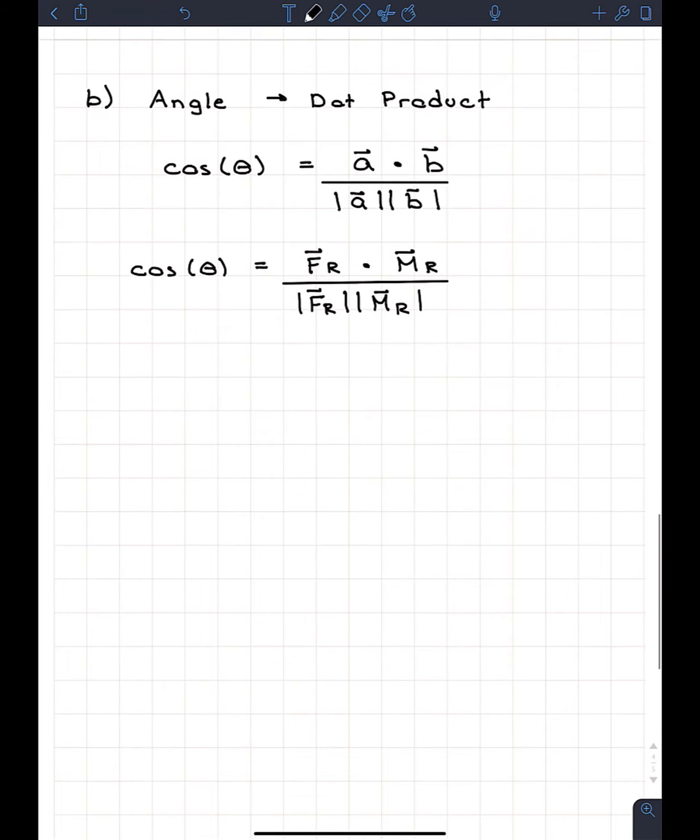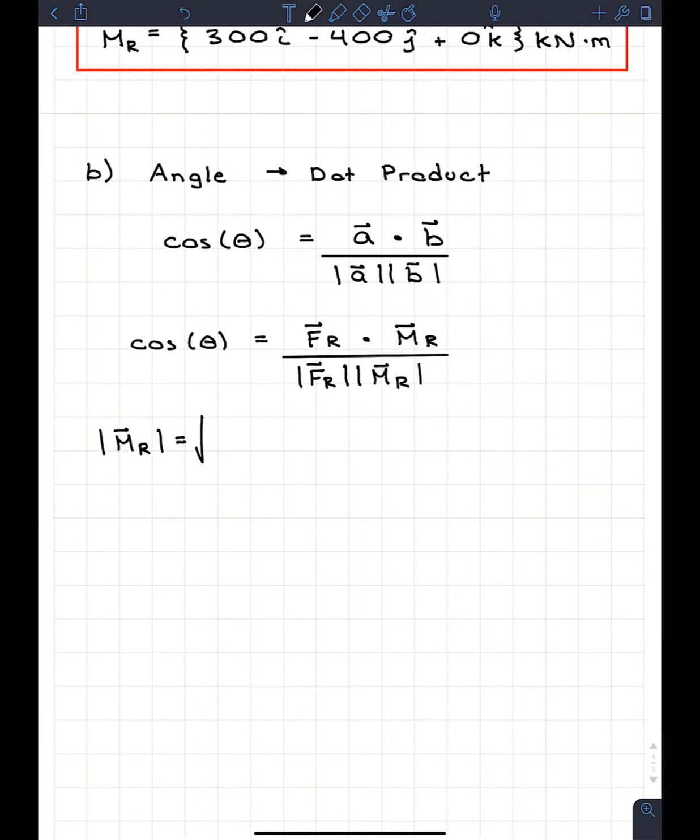So before we begin, let's just find the magnitude of MR, and it's the same as finding the magnitude of FR, where we're just going to square all of its components and then add them together. So if I go square root right here, I'm going to have 300 squared plus 400 squared plus 0 squared, and I'm just going to close up the bracket before I forget, and that should be equal to 500. This will be kilonewtons times meters, and this is the magnitude. So now I have every possible piece of information that I need in that formula.